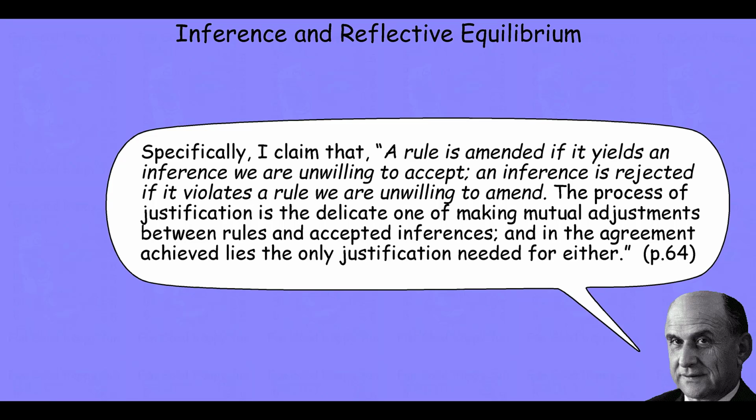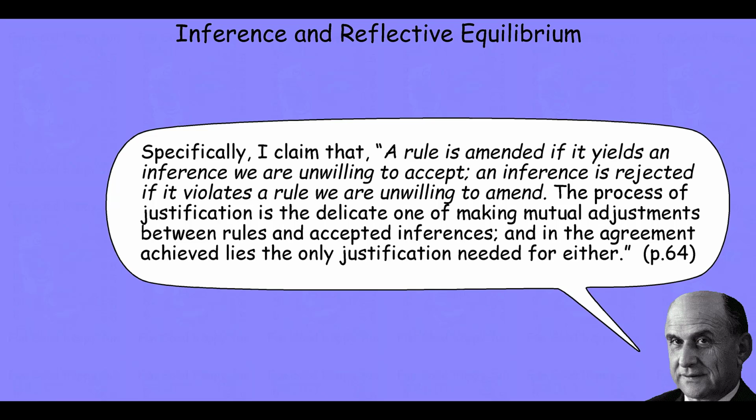We ended the last lecture module with Goodman proposing his reflective equilibrium model for formulating and revising inference rules. This model is intended to apply to both deductive and inductive inference rules, like enumerative induction. He tells us on page 64, a rule is amended if it yields an inference we are unwilling to accept. An inference is rejected if it violates a rule we are unwilling to amend.